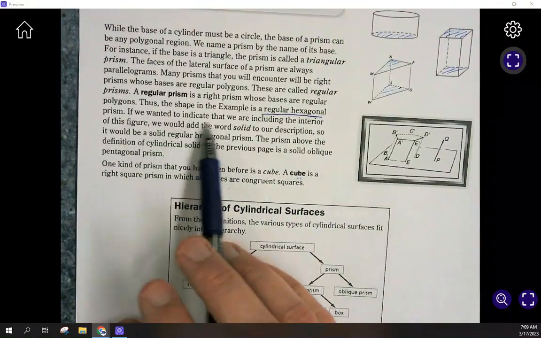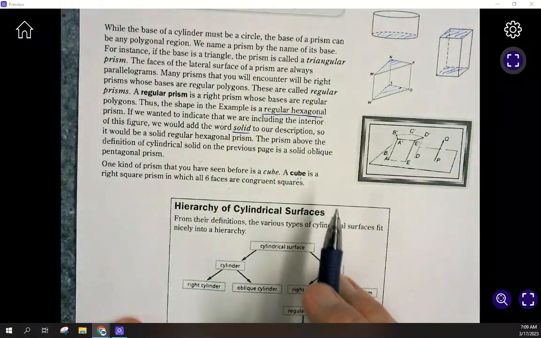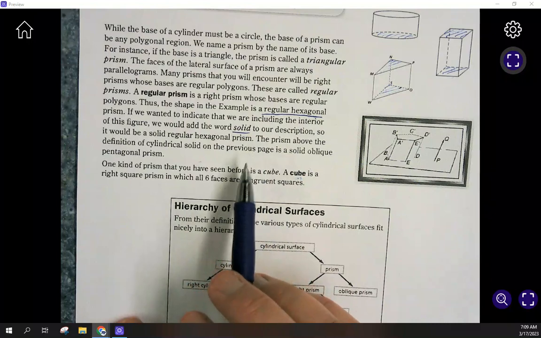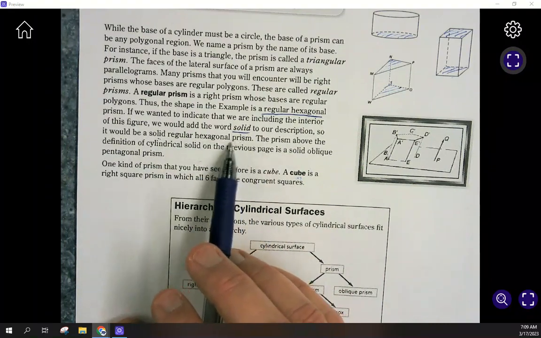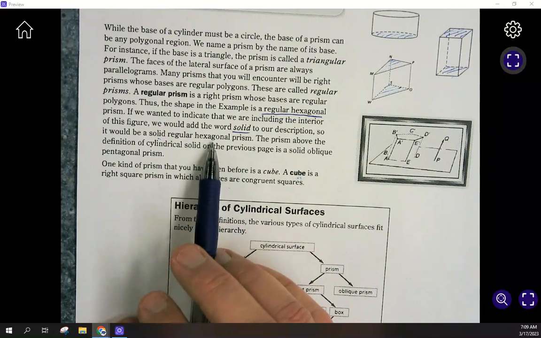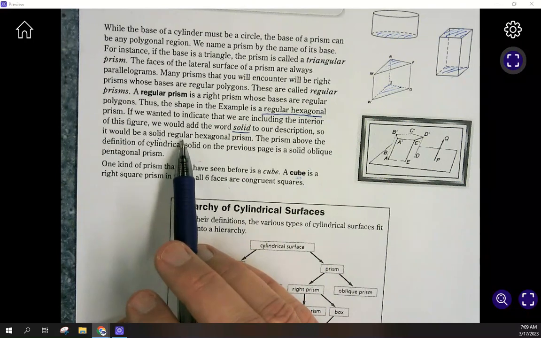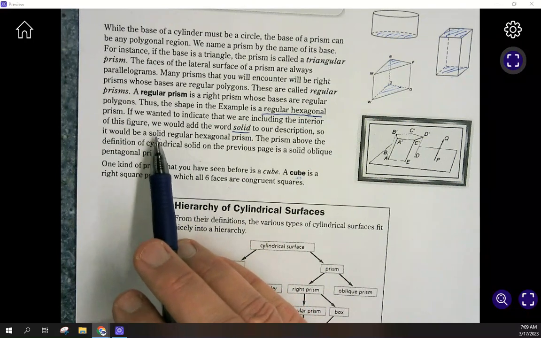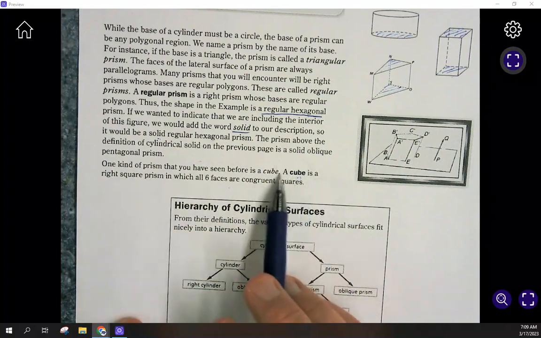All right, if we want to indicate that we're including the interior, we can add the word solid. So that means it's filled all the way through. So we can include that in our description. So you could say a solid, regular, hexagonal prism. So prism tells you the basic shape. Hexagonal tells you the bases. Regular tells you that it's a regular hexagon. They're all the same size. And then solid means it's filled. All right. And then we talked about a cube.